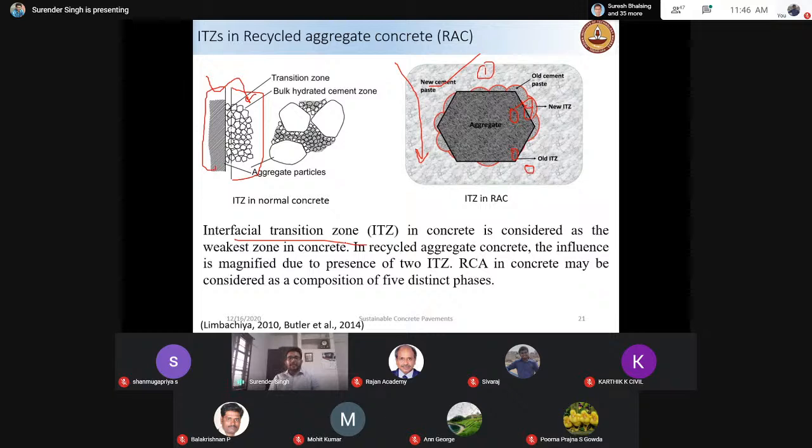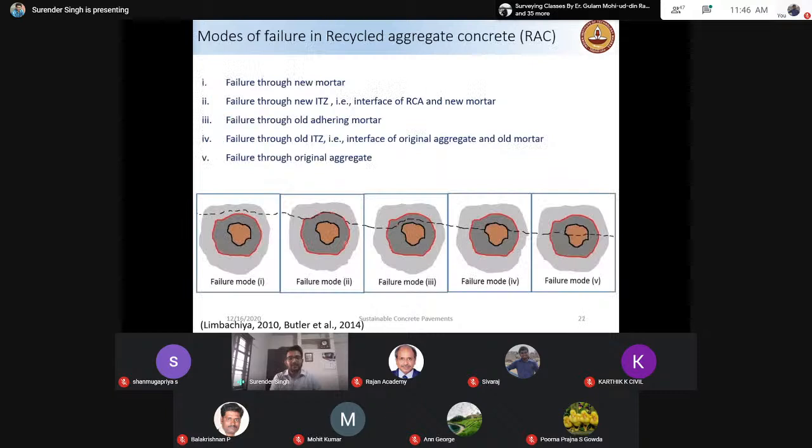That means the strength will be lesser as compared to natural aggregate. This is the reason why the strength will be lesser, because the cracks can go anywhere. Let's say I have this concrete, I'm using one recycled aggregate which is having old mortar. So I'm thinking, if I increase the cement content, can my properties be achieved? May or may not be, because if you do the UCS test of your aggregate, it will be around 100 MPa. If I'm making a concrete pavement, let's say 40 MPa I require.